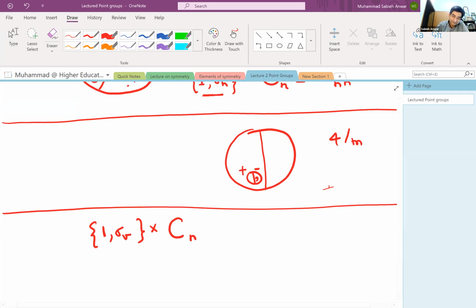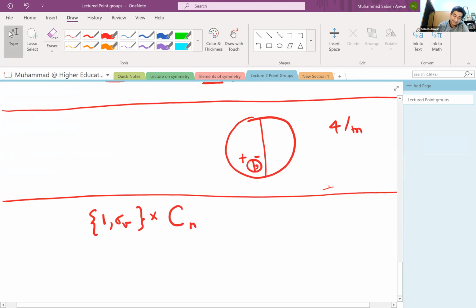Okay, so let's investigate these point groups.